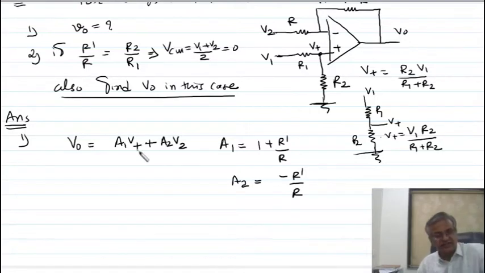For your detailed understanding, when this is grounded, then it is your non-inverting amplifier. Only this is there, this is grounded. So only non-inverting amplifier. So for a non-inverting amplifier, this is the gain of the amplifier circuit. When this is grounded, your circuit behaves as an inverting amplifier, then gain of the circuit is minus R' by R. So I am putting this value here.